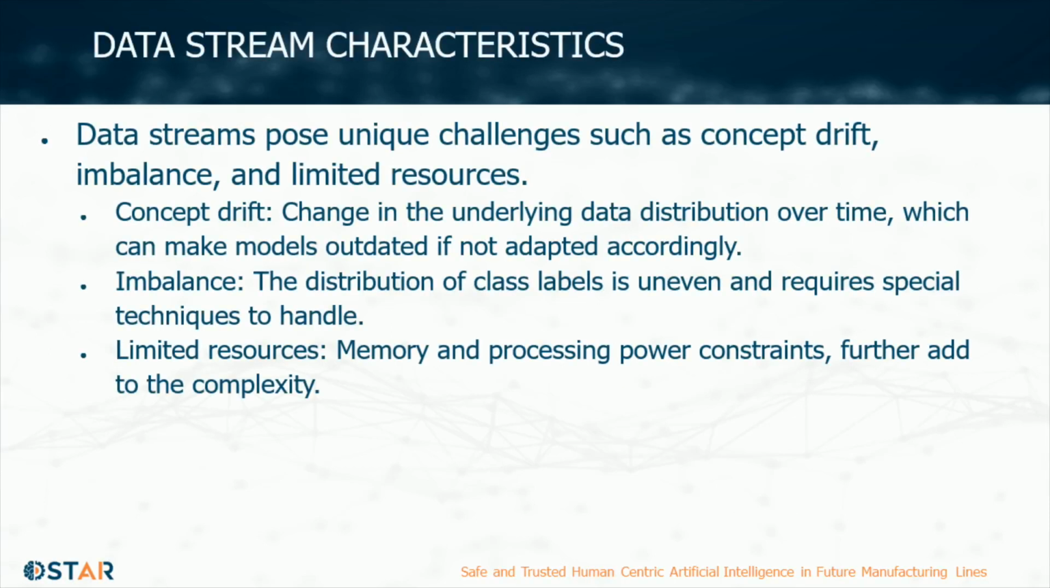2. Data stream characteristics. Before delving into stream-based active learning algorithms, it is important to understand the characteristics of data streams and how they affect the learning process. Data streams pose unique challenges such as concept drift, imbalance, and limited resources. Concept drift refers to the change in the underlying data distribution over time, which can make models outdated if not adapted accordingly. Imbalance occurs when the distribution of class labels is uneven and requires special techniques to handle. Limited resources, including memory and processing power, further add to the complexity.